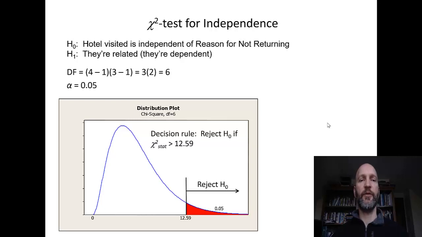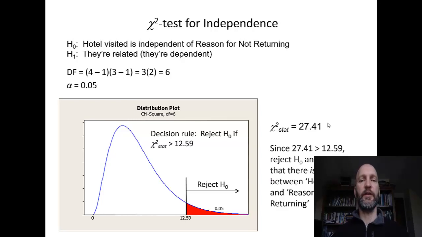For Minitab, we're told that the point that has 5% of the area to the right of it on a chi-square distribution with 6 degrees of freedom is 12.59. So our rejection region is going to be anything bigger than 12.59. And our test statistic was 27.41, which says we should reject the null hypothesis and conclude that there is a relationship between the hotel visited and the reason for not returning.